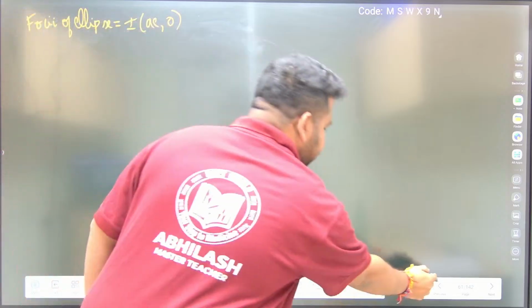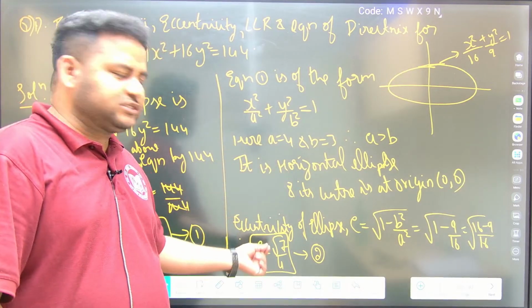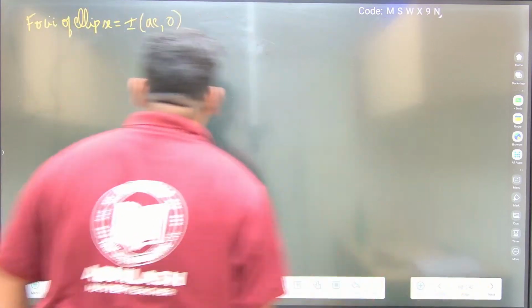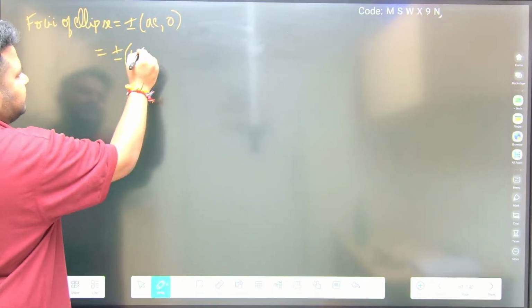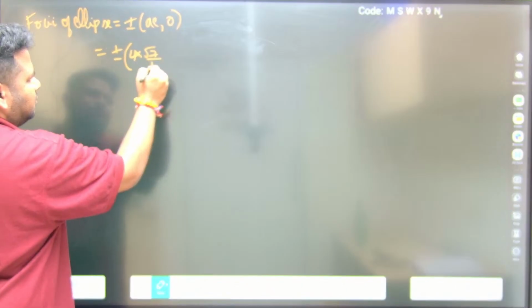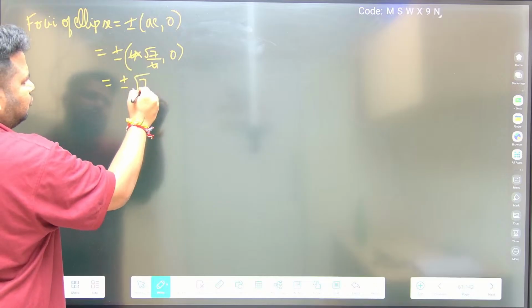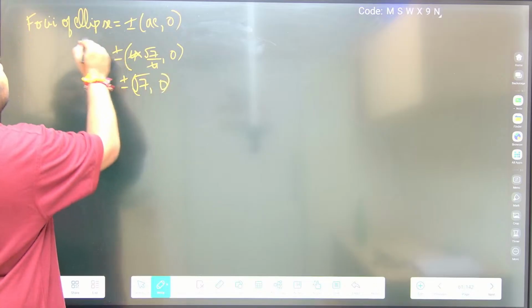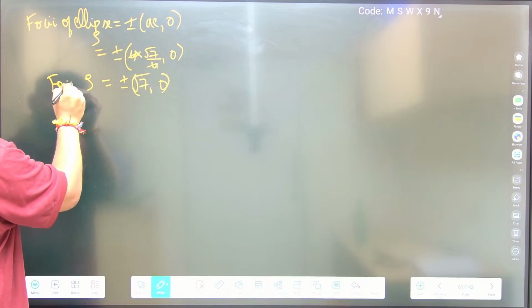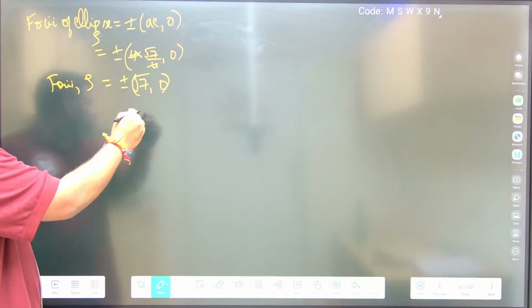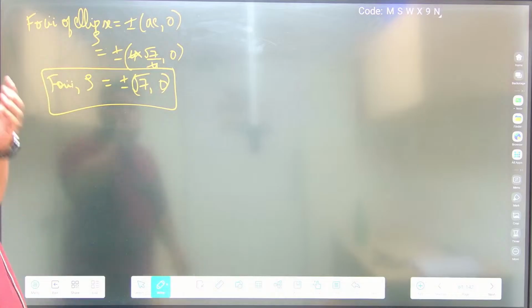Here what is the value of A? A is 4. Eccentricity is root 7 by 4. Therefore foci is equal to plus or minus, A is 4, e is root 7 by 4, comma 0. So 4 and 4 I can cancel. I'll get plus or minus root 7 comma 0. Foci of the ellipse, let it be S. So S is equal to plus or minus root 7 comma 0. This is what we'll have.